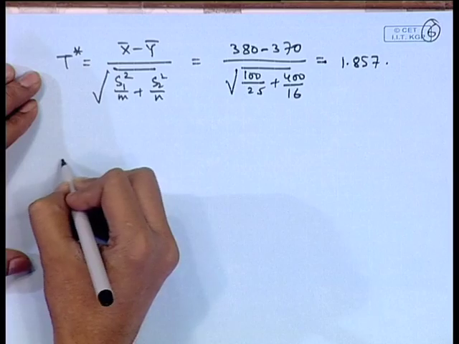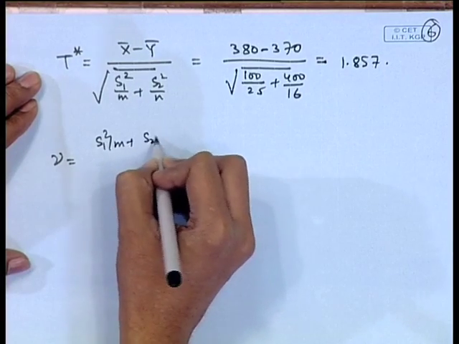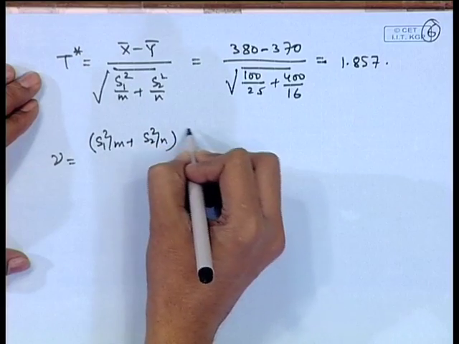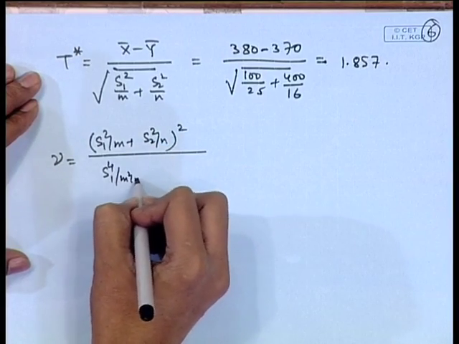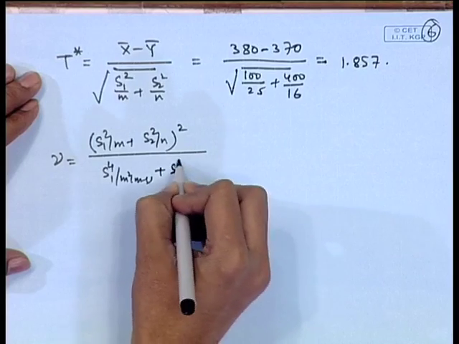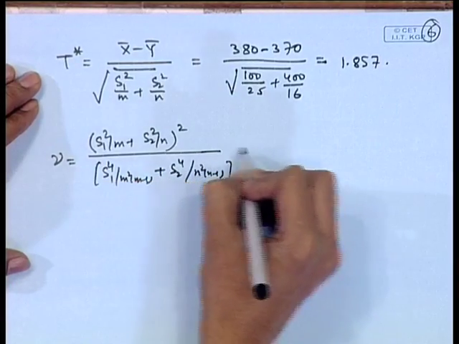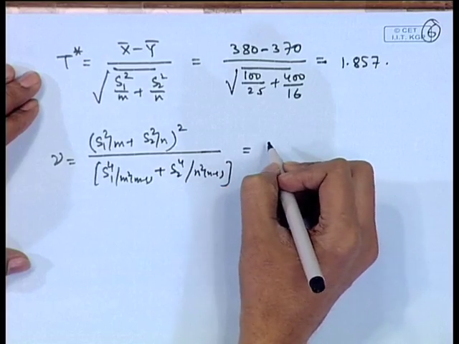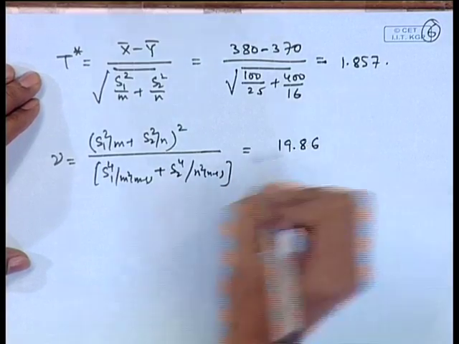Now, the calculated value of T star has to be compared with the T distribution on nu degrees of freedom. Now, nu was given by (S 1 square by m plus S 2 square by n) whole square divided by S 1 to the power 4 by m square into (m minus 1) plus S 2 to the power 4 by n square into (n minus 1). So, after substitution of the values given here, we obtain this value to be 19.86.